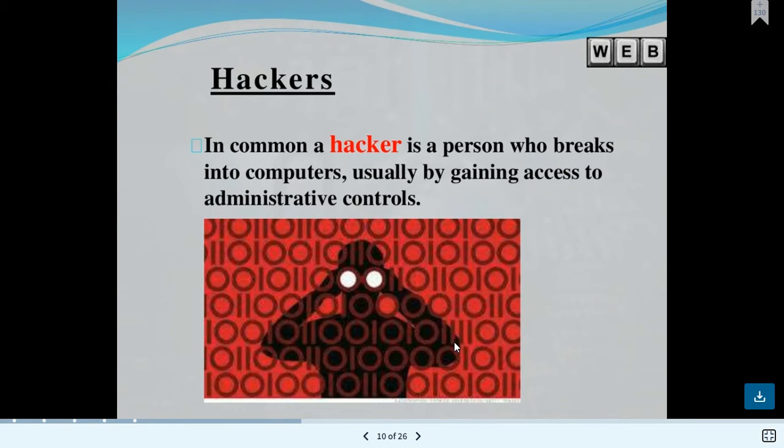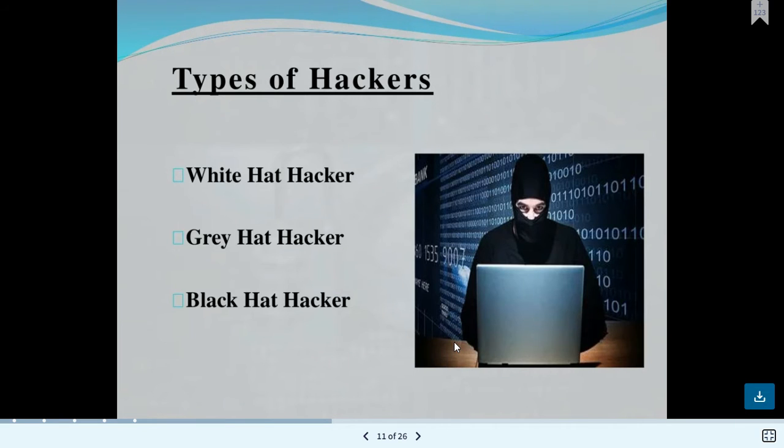Hackers. What do hackers do? In common usage, a hacker is a person who breaks into your computer, usually by gaining access to administrative control. So a hacker can take administrative control and do whatever he wants. So you need to be aware of what hackers can do, and protect your system against the hacker.